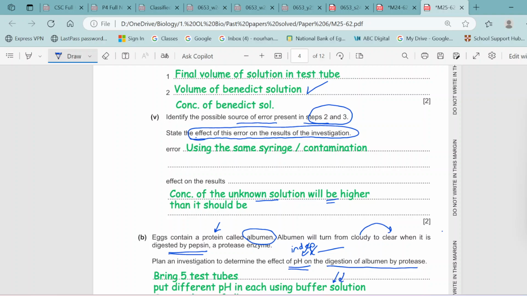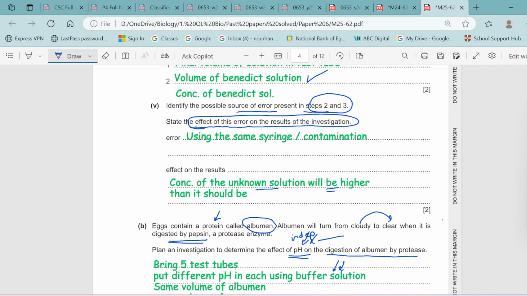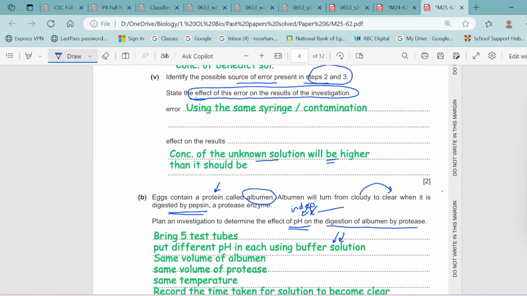And then, what am I going to keep the same? This is an enzyme question, and you change the pH. The rest, the temperature, the volume of enzyme, the volume of pepsin, the volume of albumin, the concentration of albumin, everything should be the same. These are my control variables.